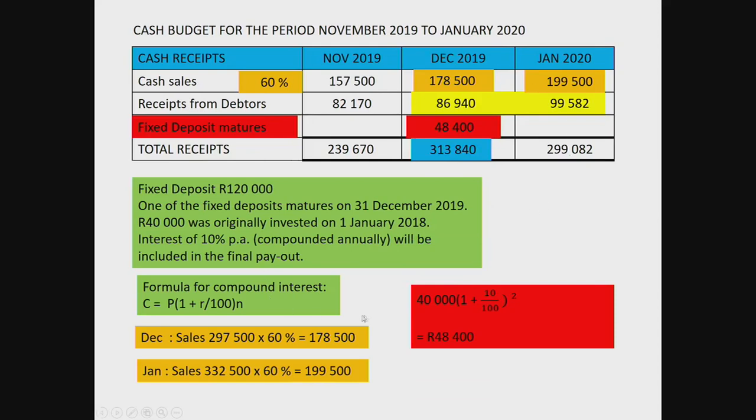Okay, just have a look at that slide. Make sure you understand, when we substitute in the formula, why the value of N is 2, because you have the fixed deposit for 2 years, from the 1st of January 2018 until the 31st of December 2019. So you had it for the whole of 2018, and you had it for the whole of 2019. That is why the value of N is 2, because it was compounded annually. The interest was added at the end of the year, and then it's added again.